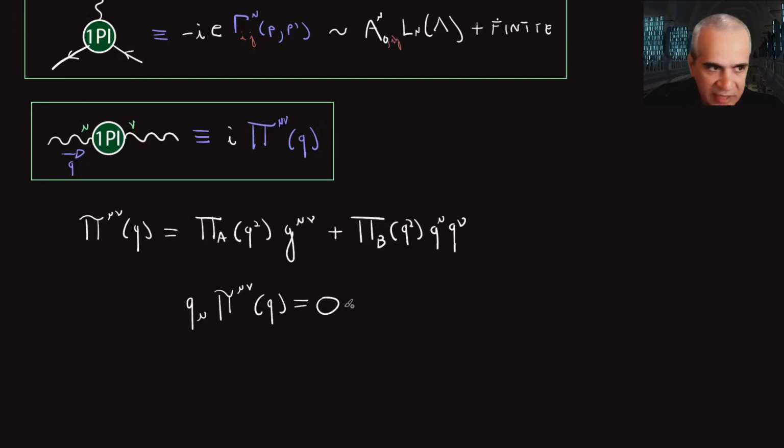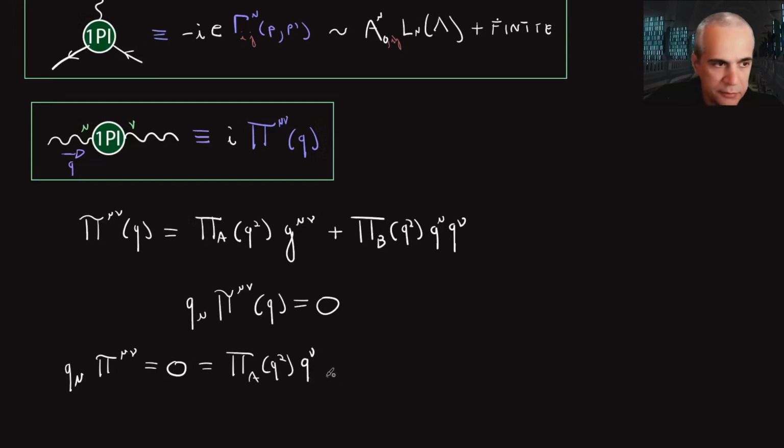In order to satisfy that, let's see what happens if I do contract this with this generic form I wrote here. So q mu pi mu nu needs to be 0, but on the right side here, this will become pi a of q squared, and then q mu contracts with g mu nu and becomes q nu.